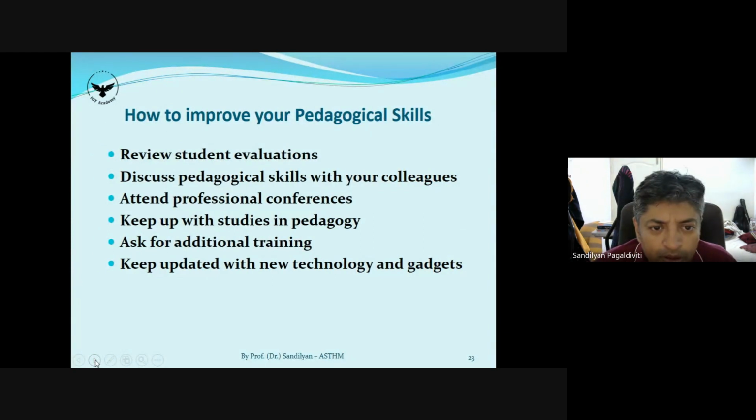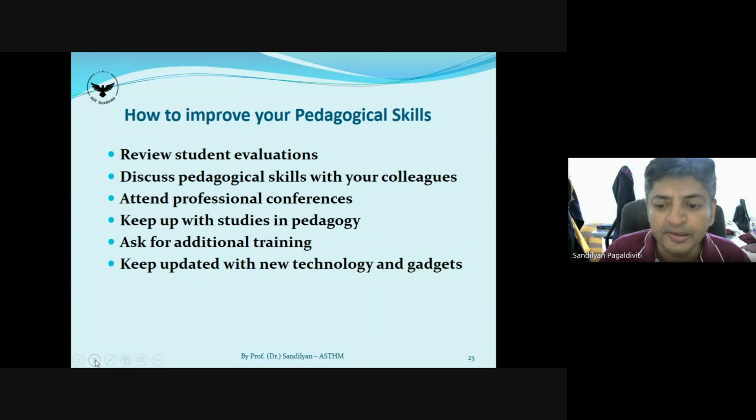How to improve your pedagogical skills. Review your evaluations. Discuss these skills with your colleagues. Attend professional conferences and such webinars or faculty development programs where you can gain some knowledge and you can share some information. Keep up with studies in pedagogy. I have shared you some good studies. You can always Google and search more.